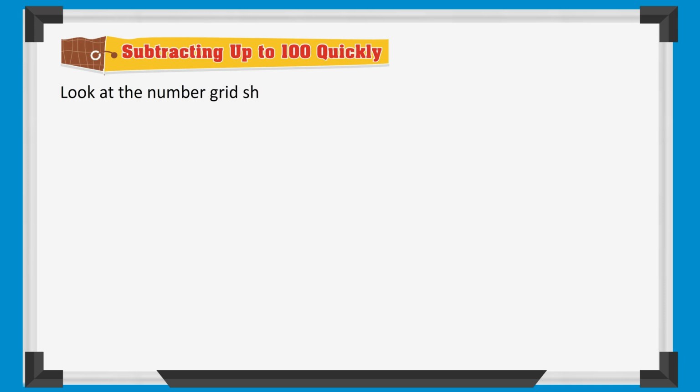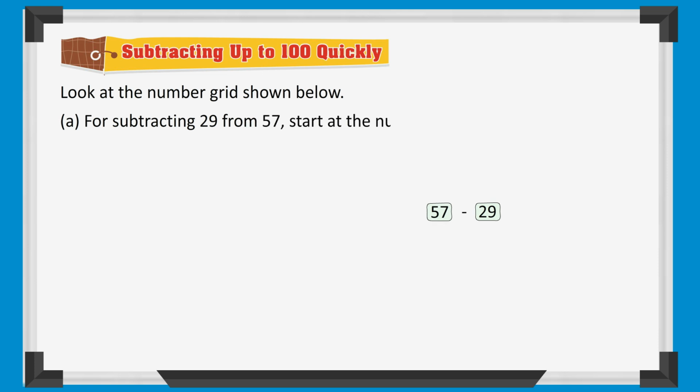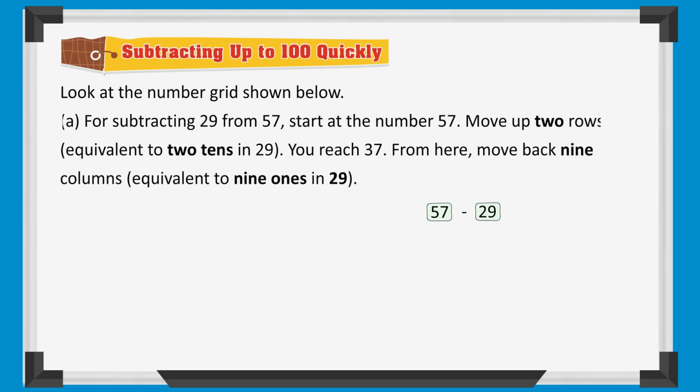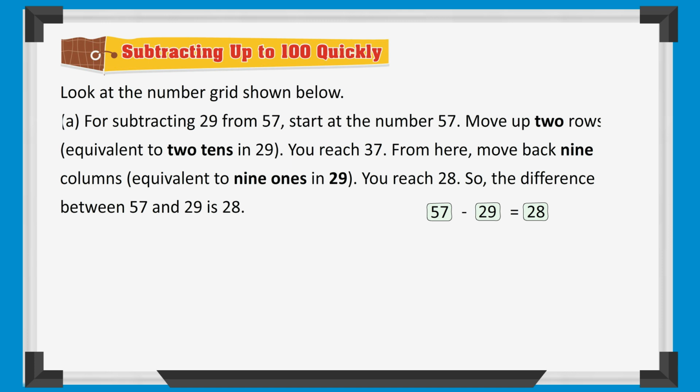Look at the number grid shown below. A. For subtracting 29 from 57, start at the number 57. Move up 2 rows, equivalent to 2 tens in 29. You reach 37. From here, move back 9 columns, equivalent to 9 ones in 29. You reach 28. So the difference between 57 and 29 is 28.